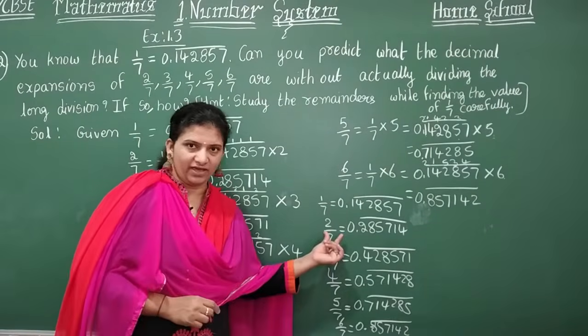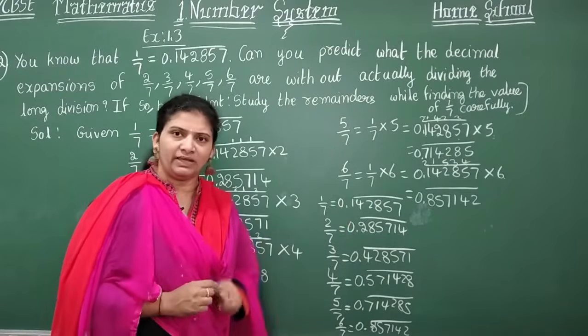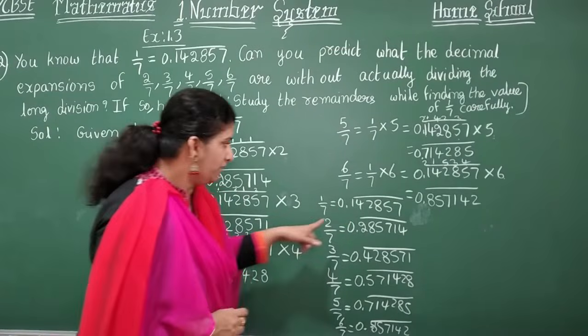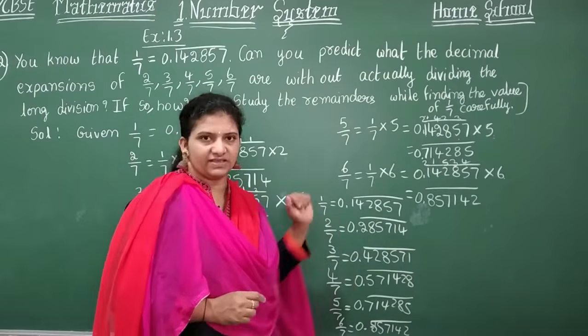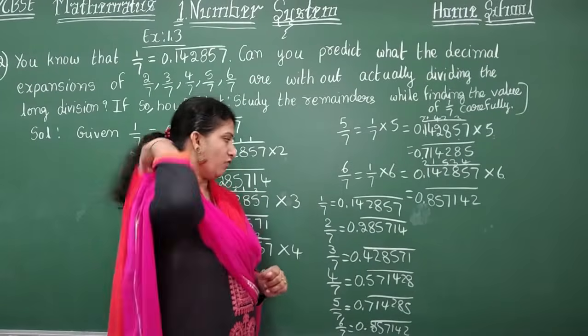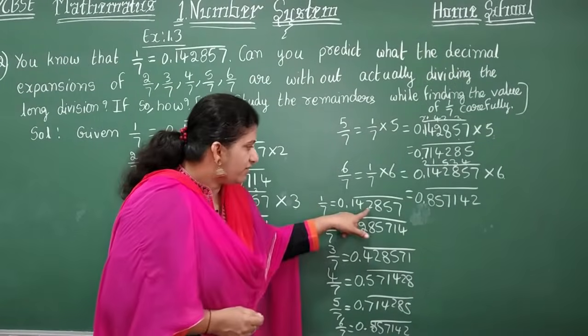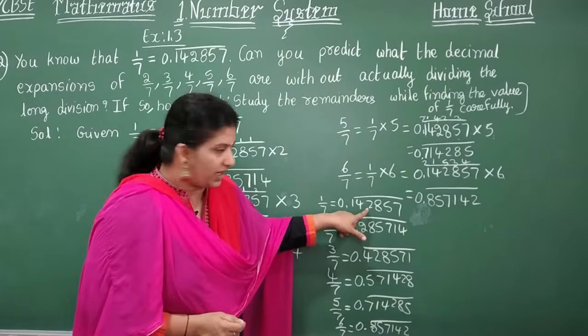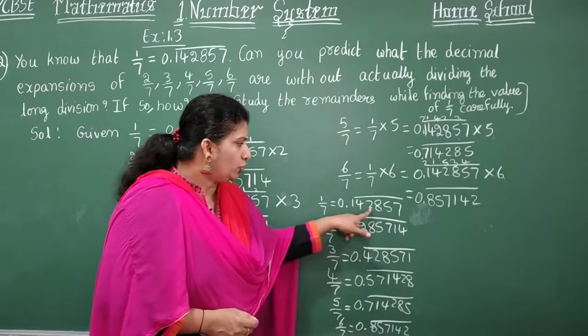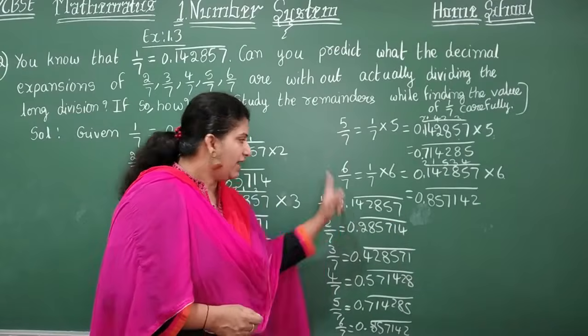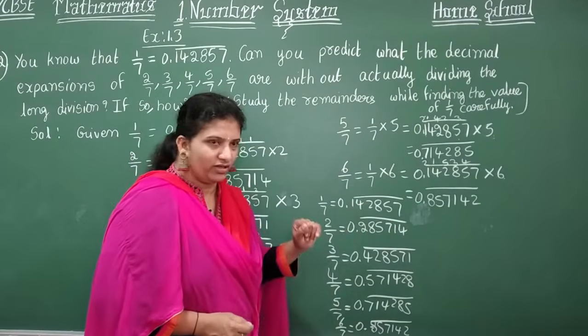2 by 7. So same digits will be repeating here. Observe here carefully. 142857, therefore 1 by 7. Then what about 2 by 7 here, children? From here it started. Observe here carefully. 0.2857. Again 1 4. Okay.